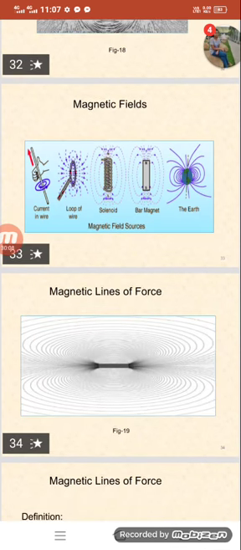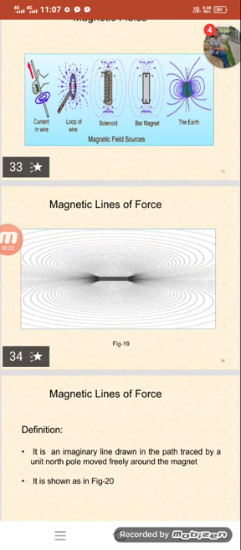Go for the magnetic lines of force. The magnetic lines of force are always in the form of circles or circular loops, but they never intersect each other.